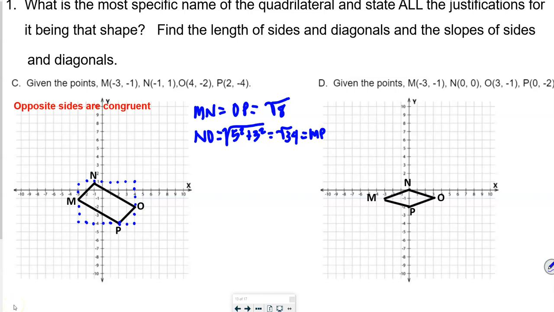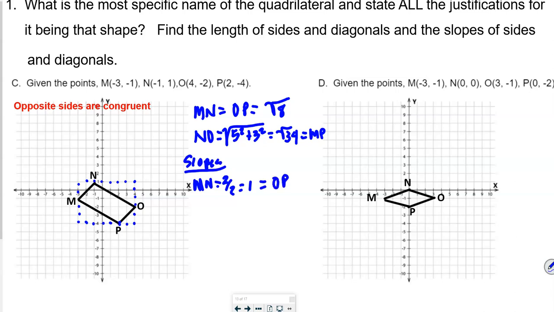So that's what we're going to do next. Now let's look at our slopes, okay? So we're going to do slopes next. Okay, so here we've got MN. MN is 2 up, 2 over. So that we know is 2 over 2. That's equal to 1. That's the same as OP, right? So those slopes are the same.